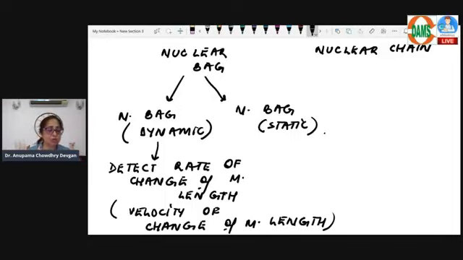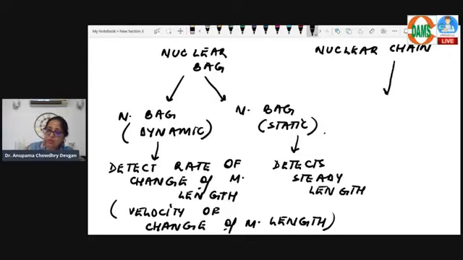That is detected by the nuclear bag dynamic. For example, when I'm doing an extension flexion like this, there is a change in the length of the biceps, there's a change in the length of the triceps. Rate of change. Is it a fast rate of change? Is it a slow rate of change? That is detected by the nuclear bag dynamic. Whereas nuclear bag static will detect a steady length.